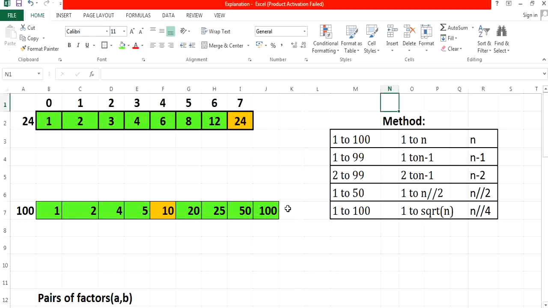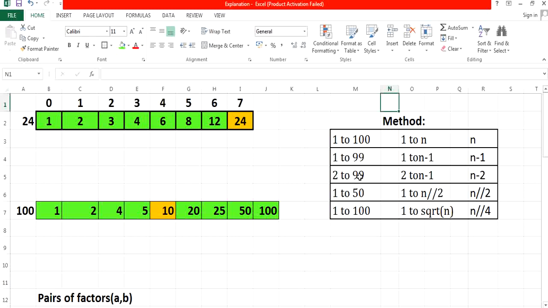No need of going to 100 times. I will iterate n minus 1 times and then I will add the same number as a factor. This is the second method. And the third method is I can start with 2 to 99. Whatever the number, that number will have a minimum of 2 factors, that is 1 and the number itself. So you can add them separately and iterate 2 to 99 to find the factors of the given number. This is one more method.